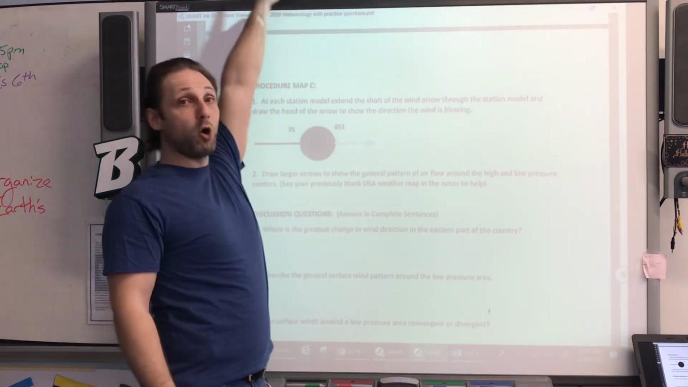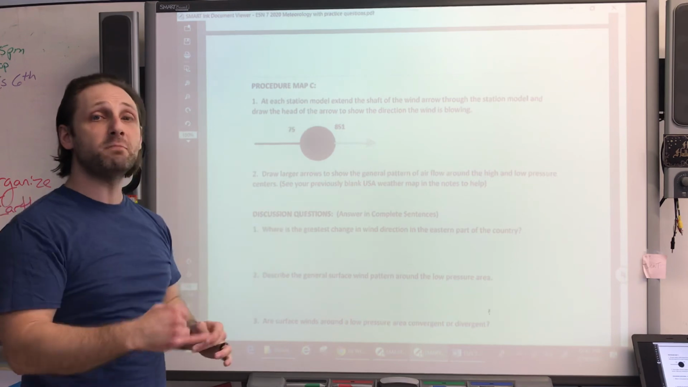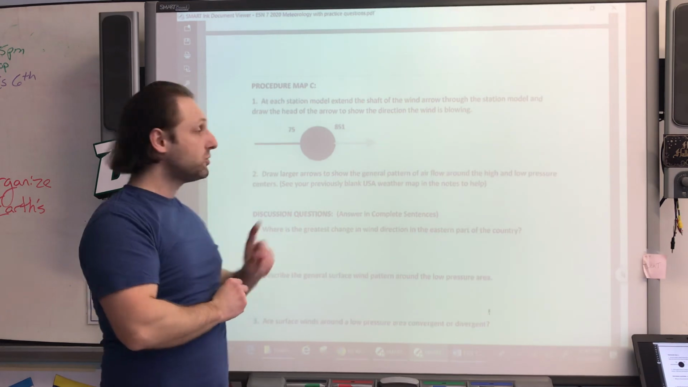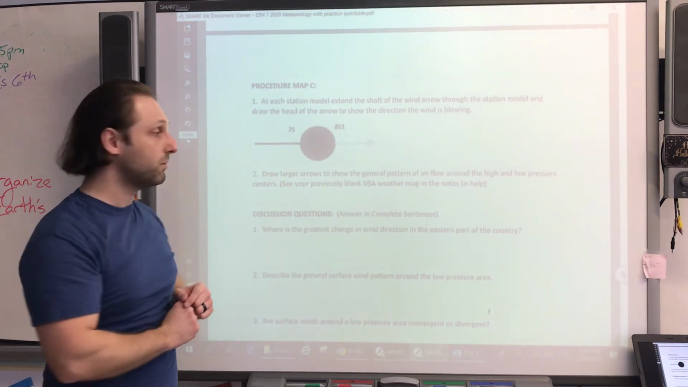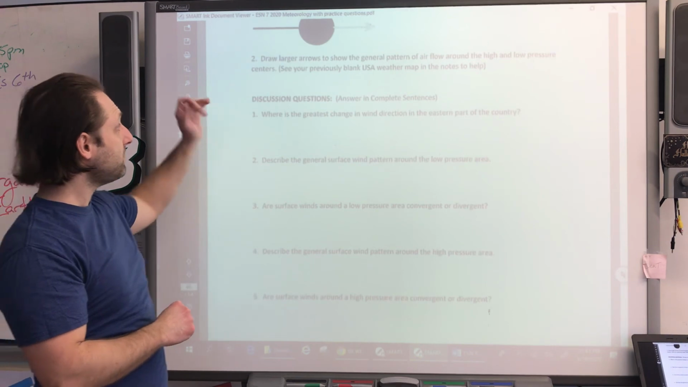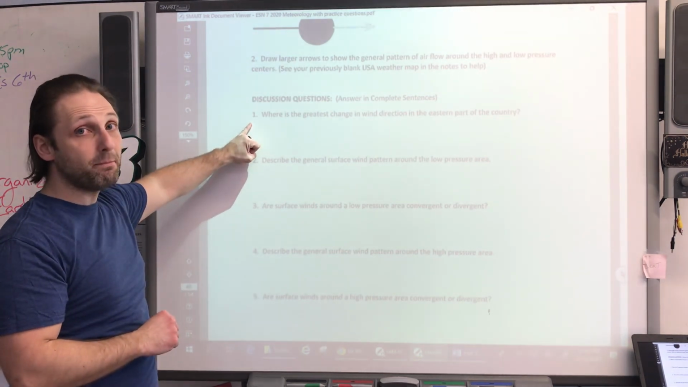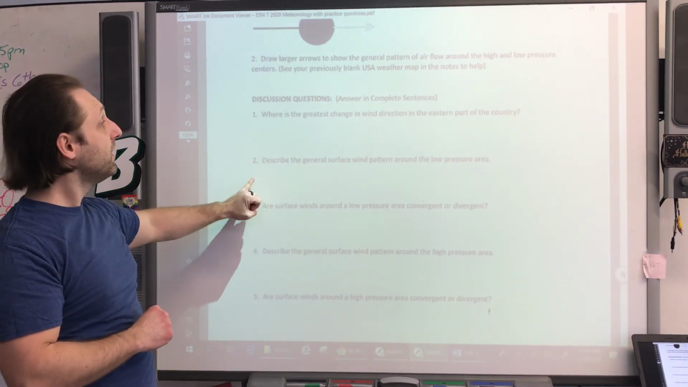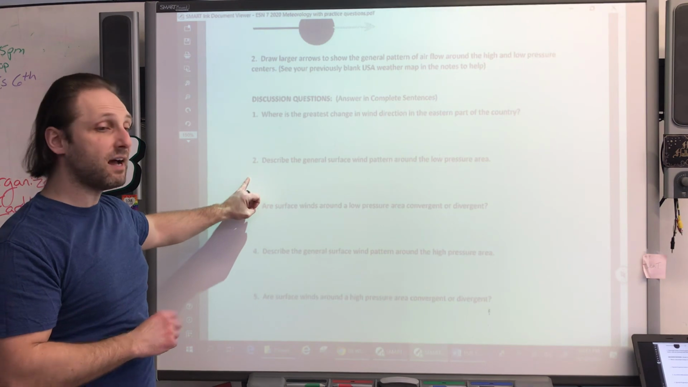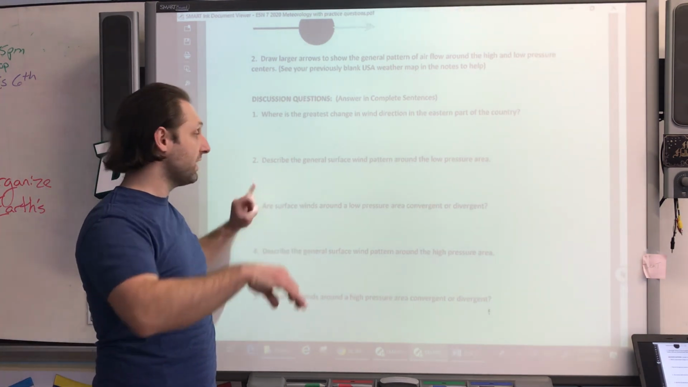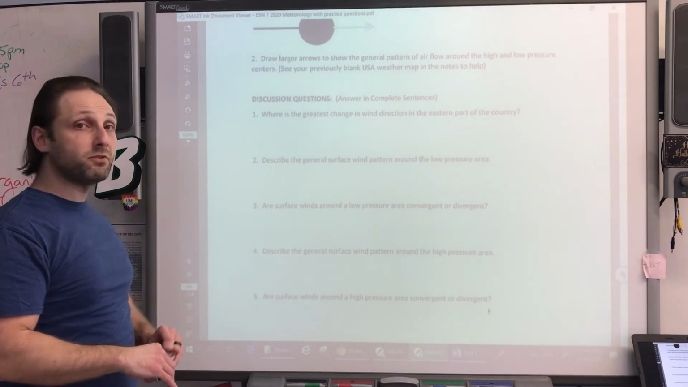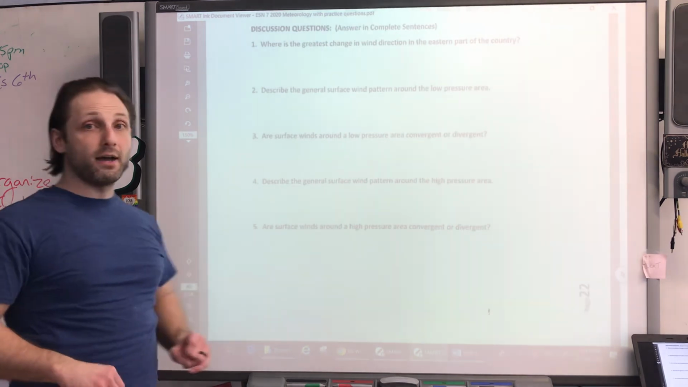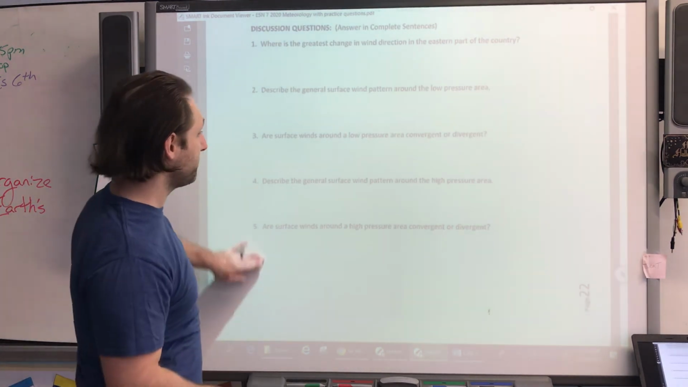So you will need your low pressure and your high pressure centers from the previous map. You're going to locate them on map C, place them there, so that you can complete procedure number 2. If you don't have the map, you're not going to be able to do number 1. You can describe this based on the right-hand rule that we did. So you can do number 2. You can do number 3. You can do number 4. And you can do number 5 using the right-hand rule to solve these. All right.